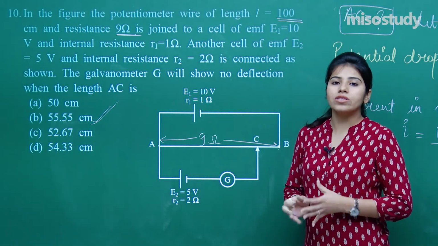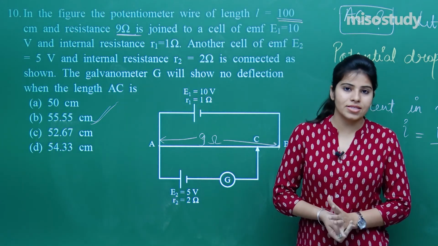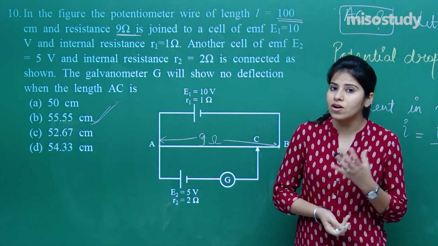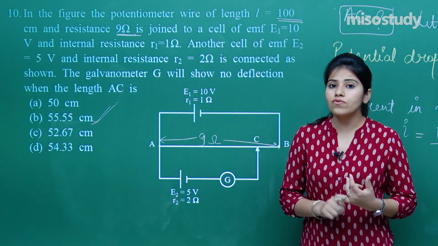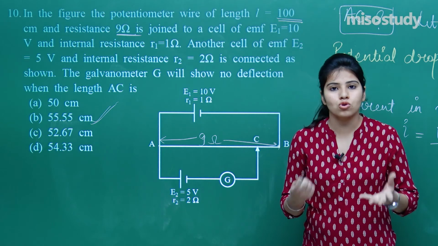So we are done with all the questions of JEE Main exercise for the chapter current electricity. Just keep practicing, just keep learning the formulas that we have covered till now in the chapter. Don't forget the Wheatstone bridge, the potentiometer, the slide wire bridge, and so more.